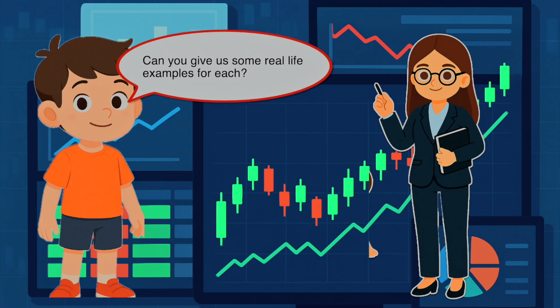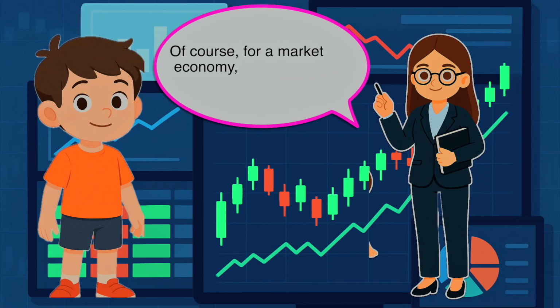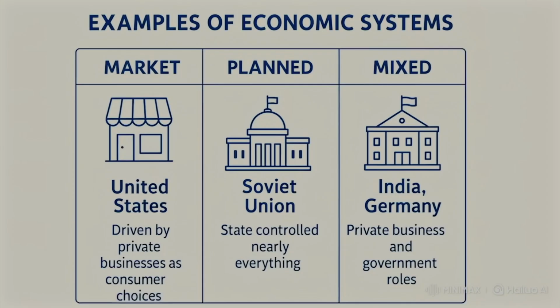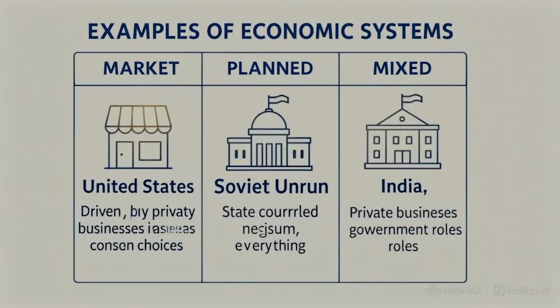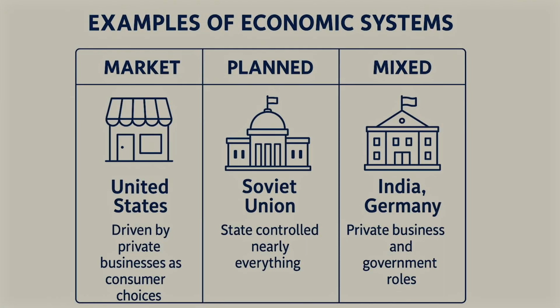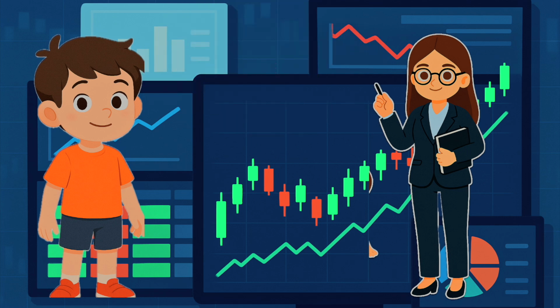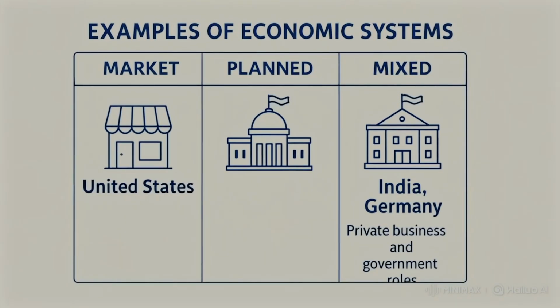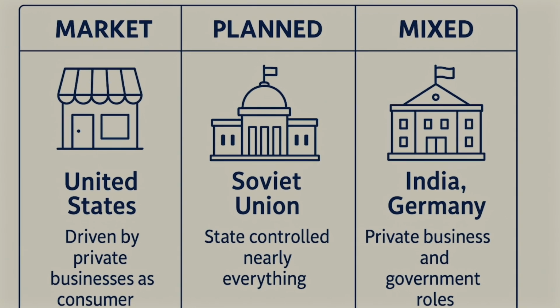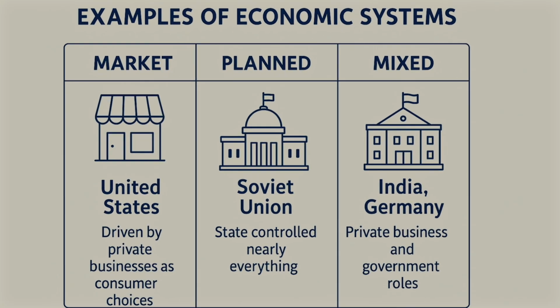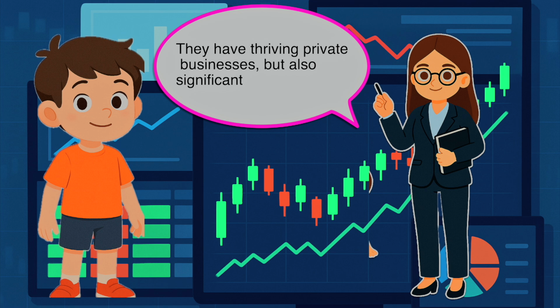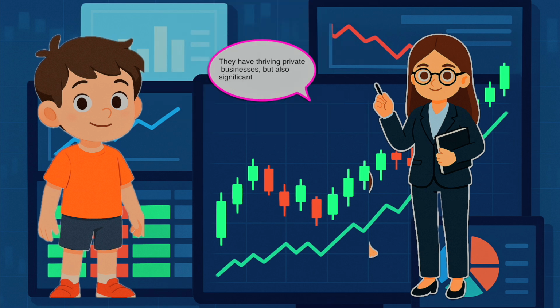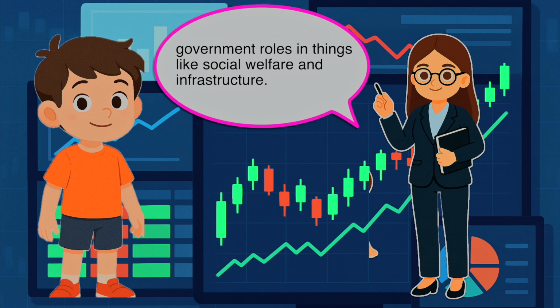Fascinating. Can you give us some real-life examples for each? Of course. For a market economy, think of countries like the United States. While they have regulations, a huge part of their economy is driven by private businesses and consumer choices. Historically, the Soviet Union was a classic example of a planned economy, where the state controlled nearly everything. And for a mixed economy, look at countries like India or many nations in Europe, like Germany. They have thriving private businesses but also significant government roles in things like social welfare and infrastructure.